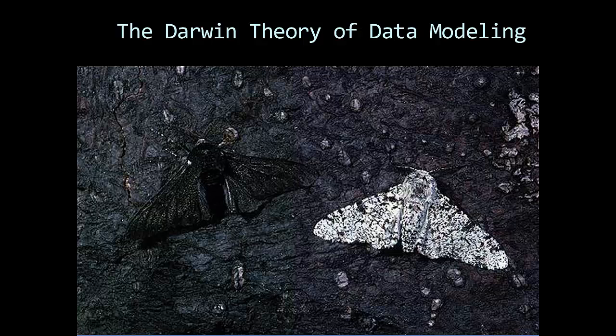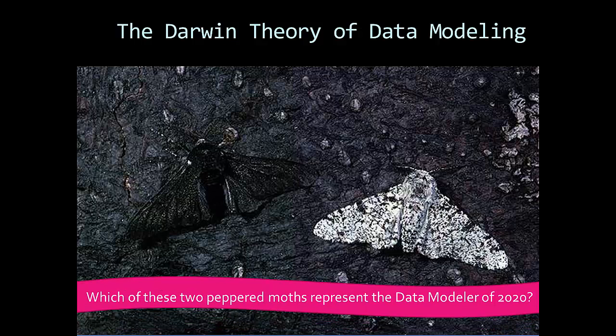About 100 years later, the Clean Air Act passed in 1956, and the reverse actually happened. Because there was less pollution, there was less soot on the trees, and the moths that were lighter in color were able to better hide from predators, and the darker colored moths became increasingly rare. So this theory of natural selection applies to all species, including the species of data modelers, which we'll talk about today. So I'm going to talk about the data modeler of 2020.